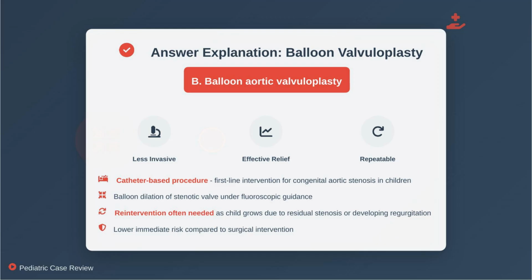Balloon aortic valvuloplasty. This catheter-based procedure is typically the first-line intervention for congenital aortic stenosis in children. It effectively reduces the gradient across the valve and delays the need for surgery. The procedure involves balloon dilation of the stenotic valve under fluoroscopic guidance. While generally effective, reintervention may be required as the child grows due to residual stenosis or developing regurgitation.